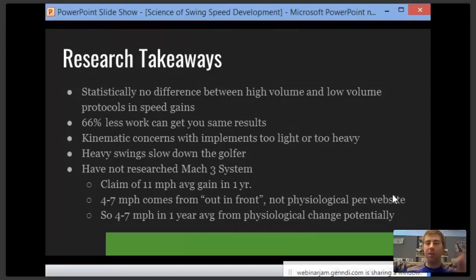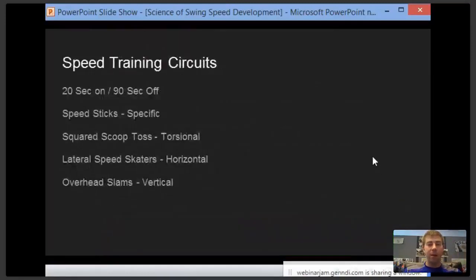But all of these systems fall under the nervous system area. So just to wrap up before we get to Q&A here, this is an example of a speed training circuit that we've utilized here. And you can do this on your own.